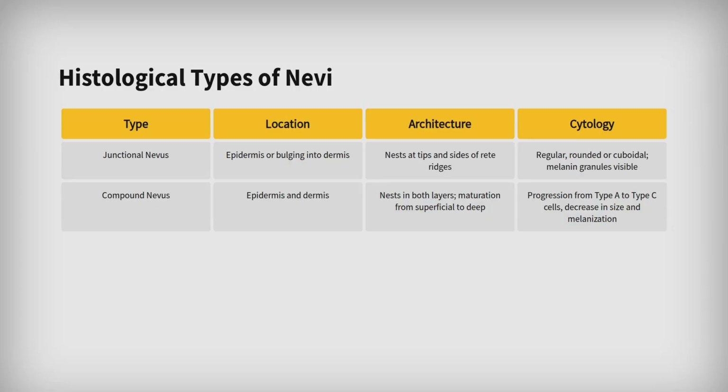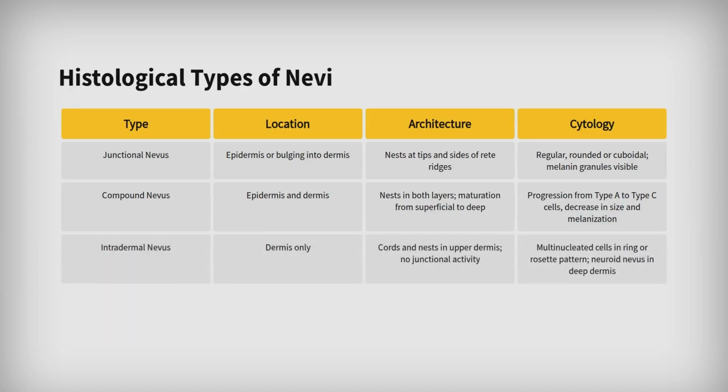Compound nevus features nests in both epidermis and dermis, showing maturation from superficial to deep, with decreasing cell size and melanization. Intradermal nevus is found exclusively in the dermis, forming cords and nests, with multinucleated cells in ring or rosette patterns, and neuroid nevus in the deep dermis.